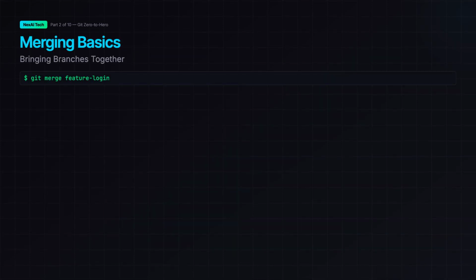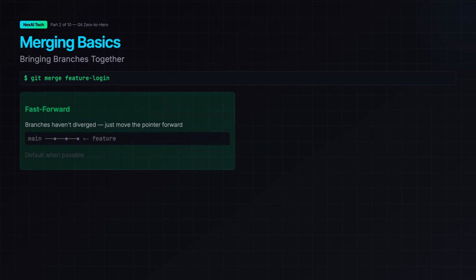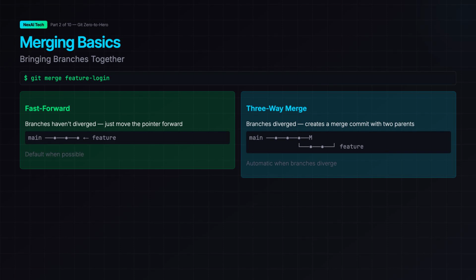Merging brings branches back together. Run git merge feature-login from your target branch. There are two types. A fast-forward merge happens when branches haven't diverged. Git just moves the pointer forward. No merge commit needed. A three-way merge happens when both branches have new commits. Git creates a merge commit with two parents.